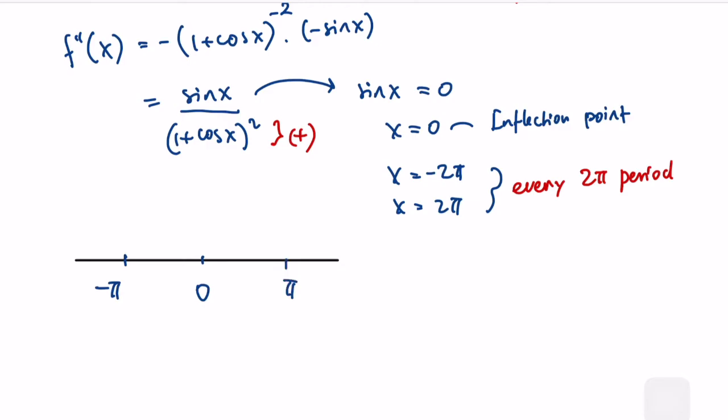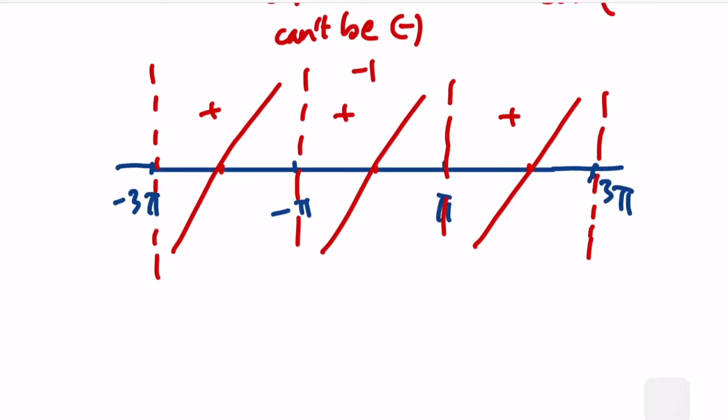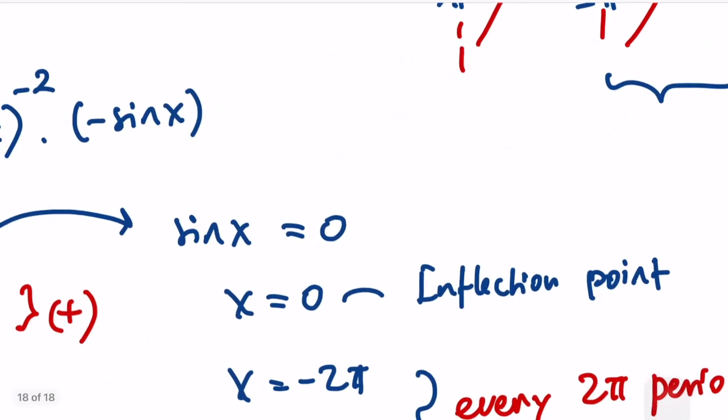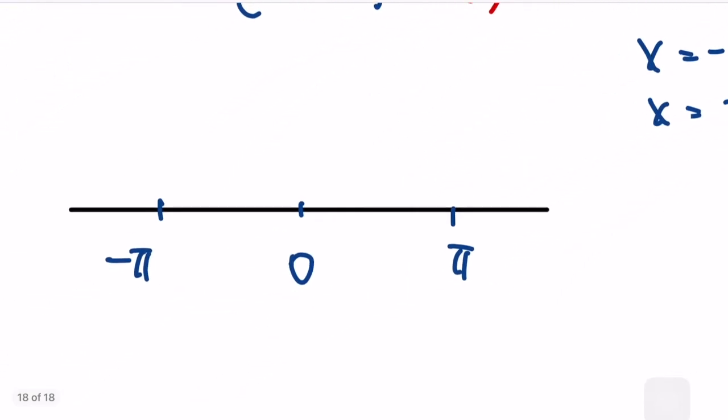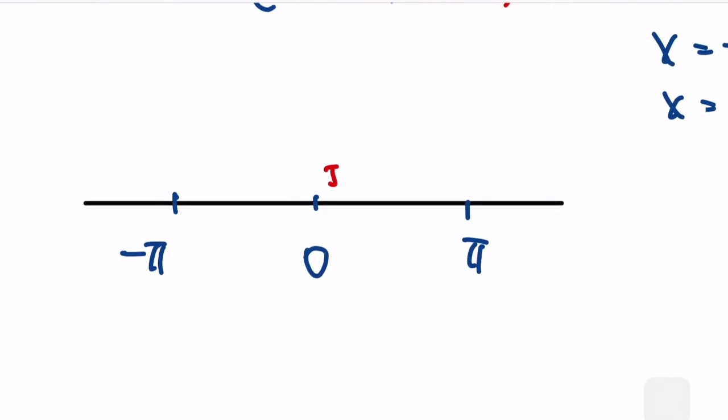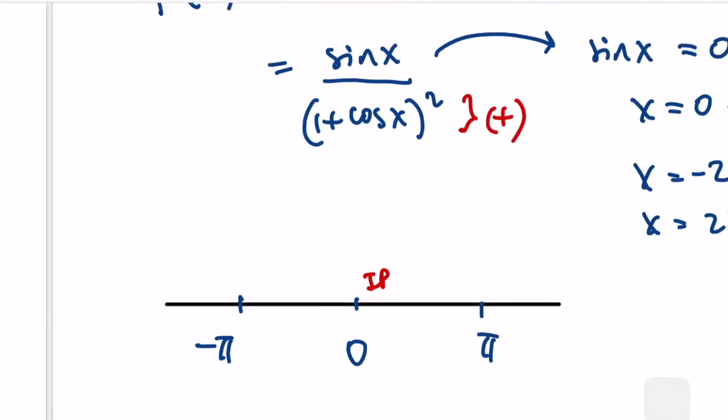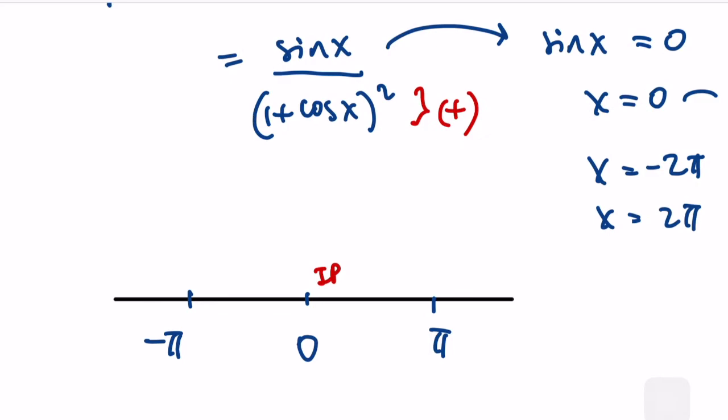Okay, let's just check this period here, the period from -π to π. So we are checking the inflection point. x equals 0 is an inflection point. So check maybe π/2 or -π/2. If you check π/2, this will result in positive, which means it's concave upwards, and this will be negative, so it will be concave downwards.